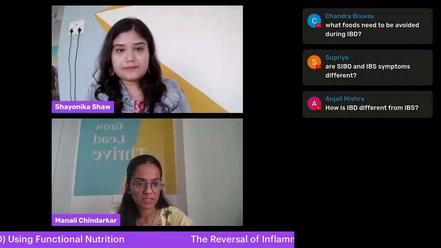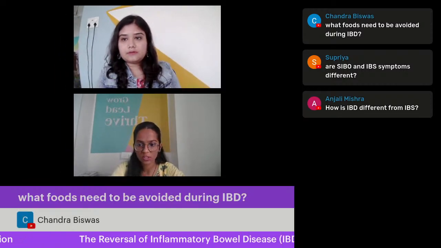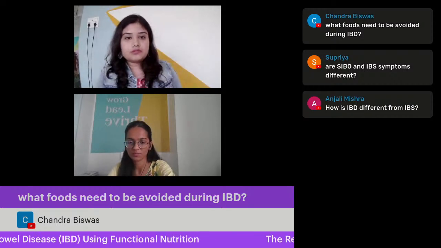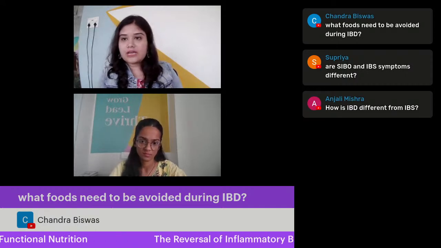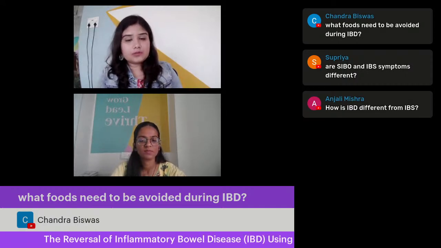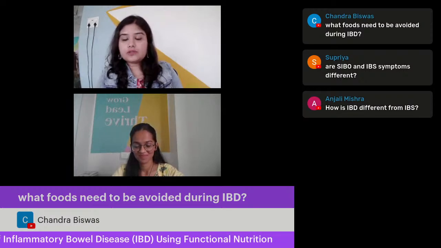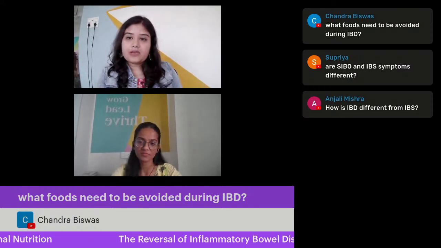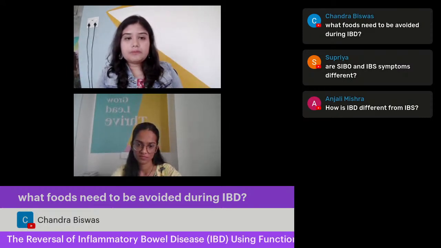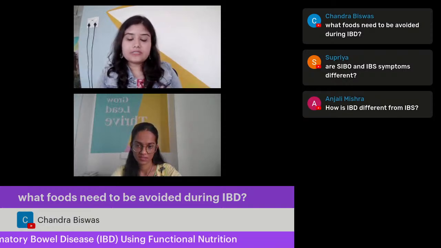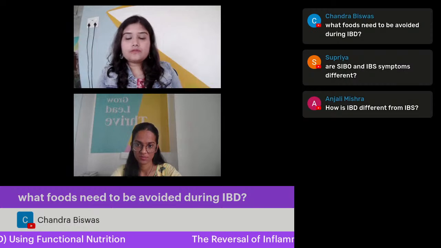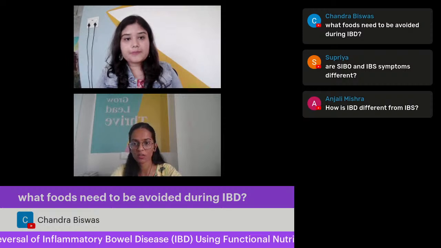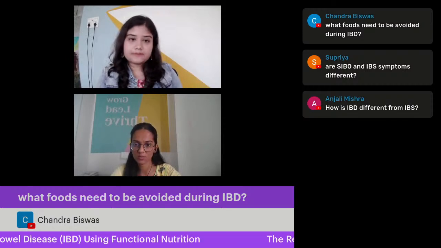Yes, then we have the question from Chandra, who is asking what foods need to be avoided during IBD. First thing is processed foods, and another is alcohol. Alcohol we have to completely avoid. Processed foods also, due to the lack of fiber in them, cause IBD at times. So these are a few things that should be mainly avoided. And otherwise, the inflammatory foods like gluten, seed oils, soy, corn, vegetable oils.